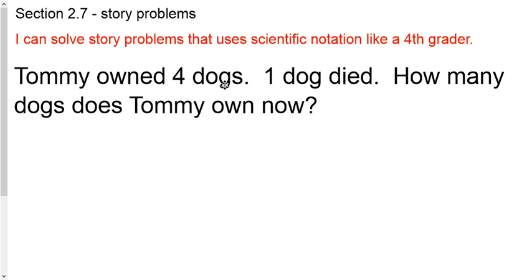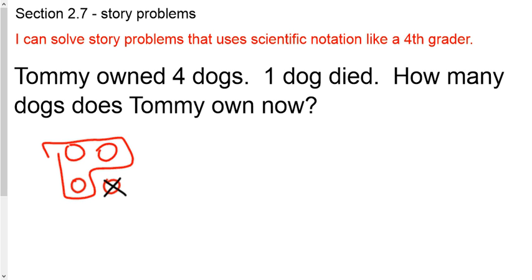Tommy owned 4 dogs, 1 dog died. How many dogs does Tommy own now? Well, it used to be in grade school they would teach you to do some sort of symbolic representation of, hey, here's the 4 dogs. Now one of them is no longer there. How many dogs does Tommy have now? 3 of them. And so that's the answer, 3 dogs.